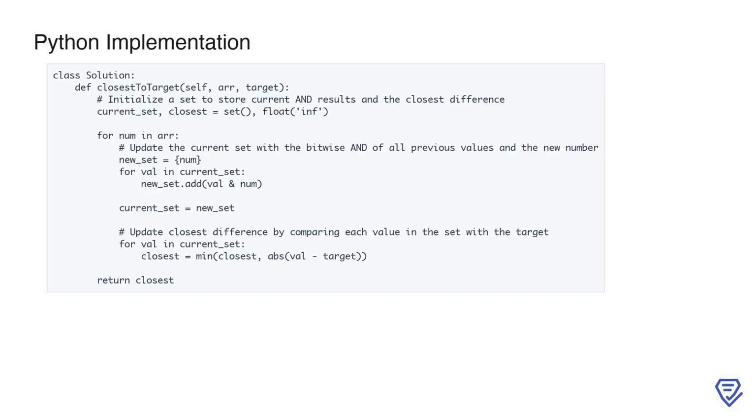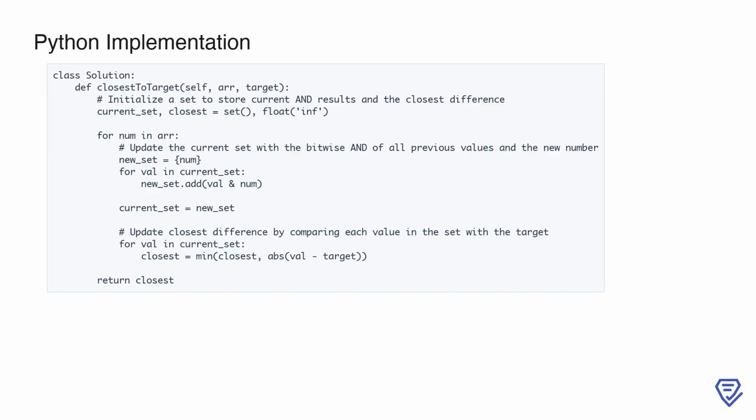The input array arr is processed element by element. For each number, the algorithm calculates the bitwise AND of the current number with all previously stored values in current_set. These results are added to a new set, new_set, which also includes the current number itself. This ensures that all combinations of bitwise AND operations are accounted for as the array is traversed.